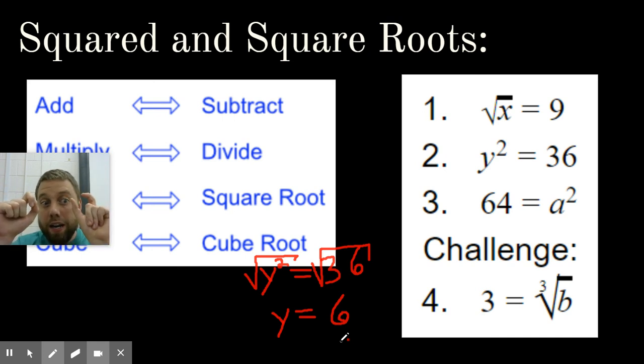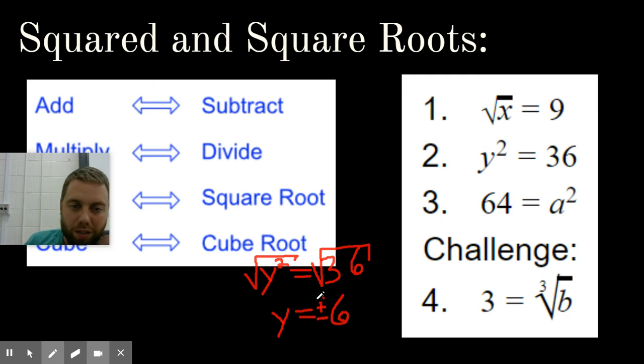If we had negative 6 times negative 6, a negative times a negative is a positive. So negative 6 times negative 6 also gives us positive 36. So the answer here needs to be positive, that's a little plus sign, or negative. This sign here means positive or negative 6, okay? We don't need to focus on that too much right now, but I did want you to see it, okay?